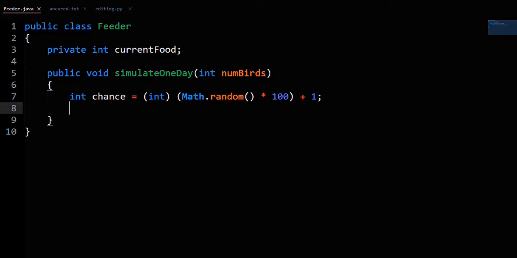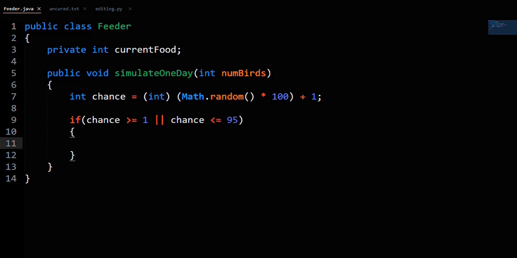On the 95% chance, so if chance is greater than or equal to 1, or chance is less than or equal to 95, you do the following. The number of birds you pass into the function will eat a random number of grams of the food between 10 and 50.